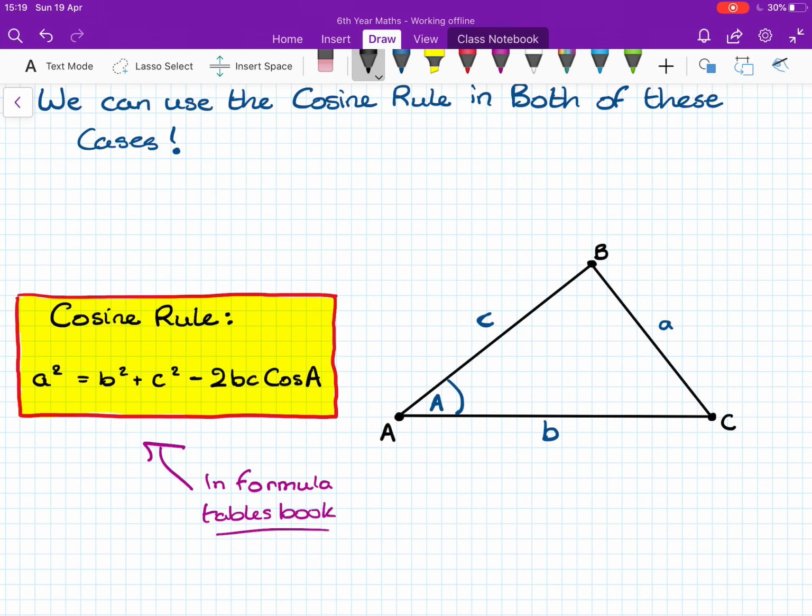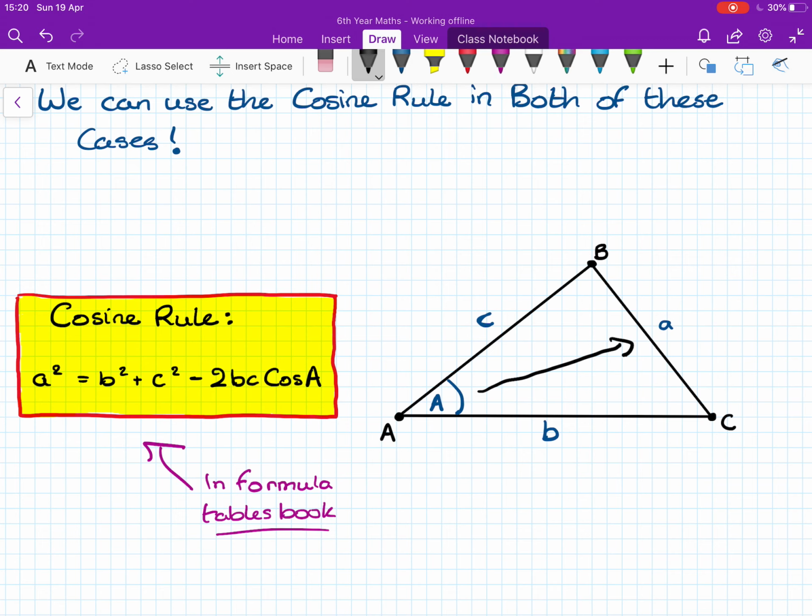Like I said before, the side lengths are always denoted by lowercase letters, and the angles are always denoted by capital letters. So as you can see here, our capital A is our angle A, and that's opposite our side length, which is a. So they're the two really important ones we need to know. We need to know whatever the angle is that we're looking for, which one that is, and which side is opposite it, so we can input that into our formula correctly.